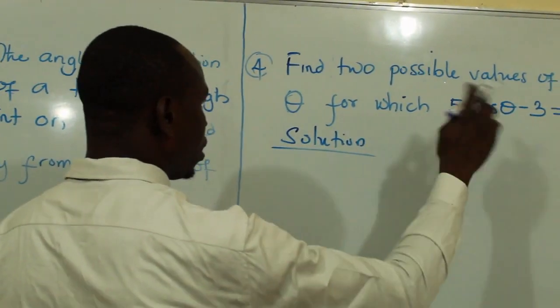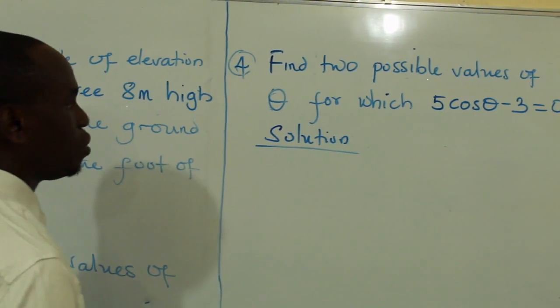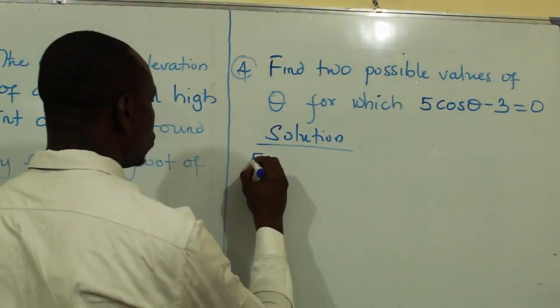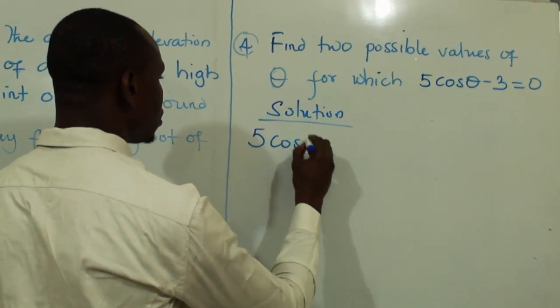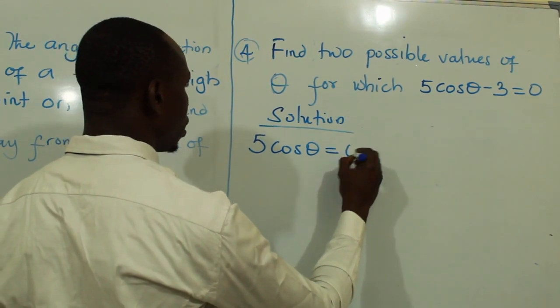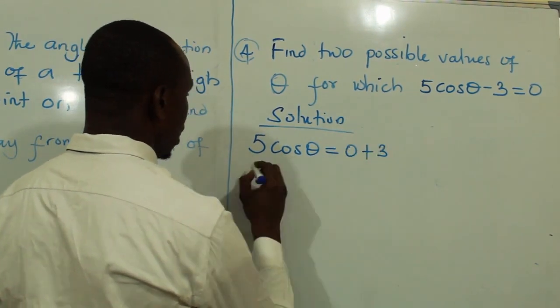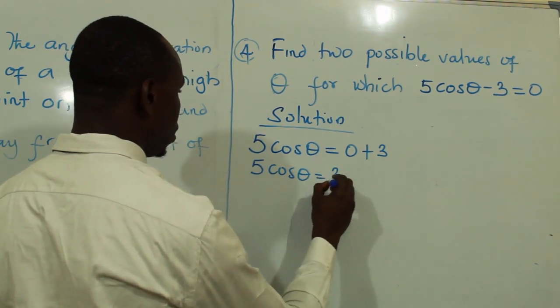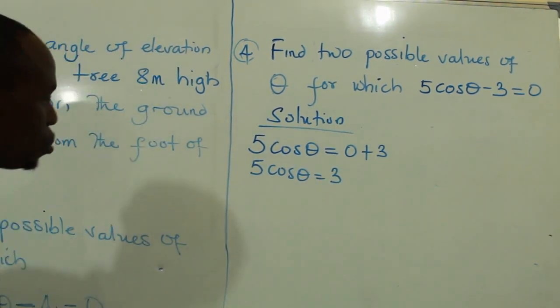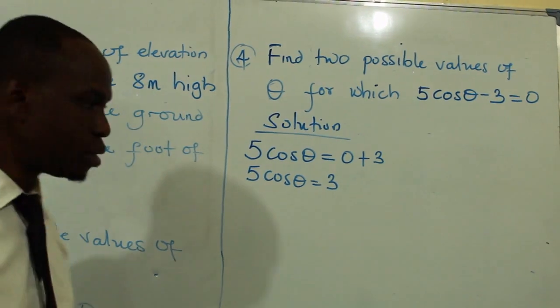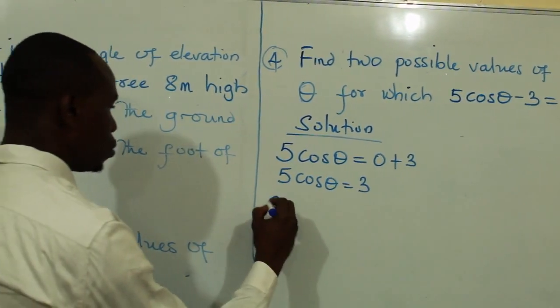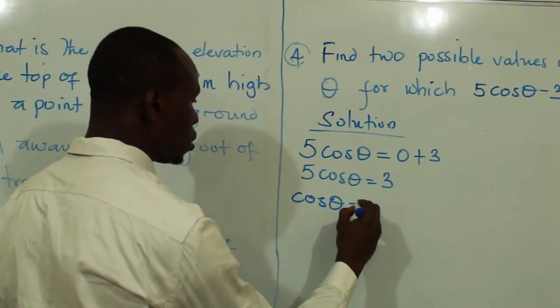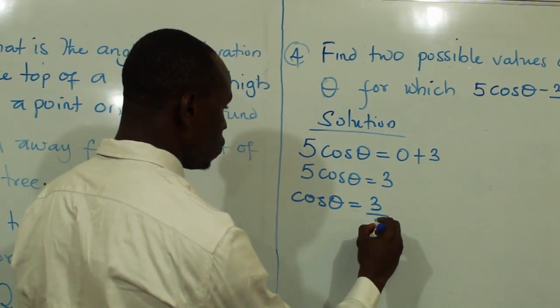First of all, I'll take 3 to the right hand side of that equation. So it becomes 5 cos theta is equal to 0 plus 3. And I know that 0 plus 3 is equal to 3. The next thing to do is to divide both sides by 5. So cos theta becomes equal to 3 over 5.